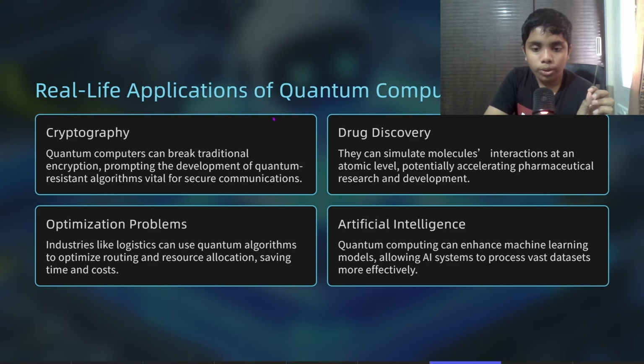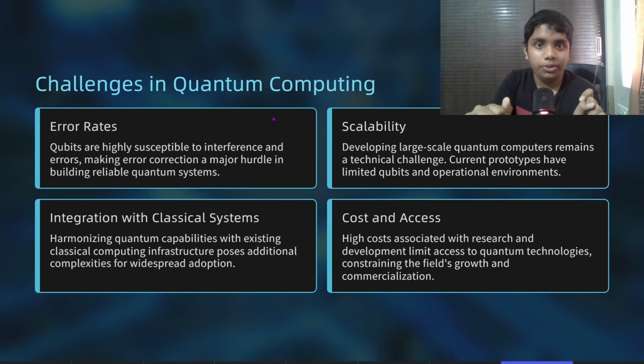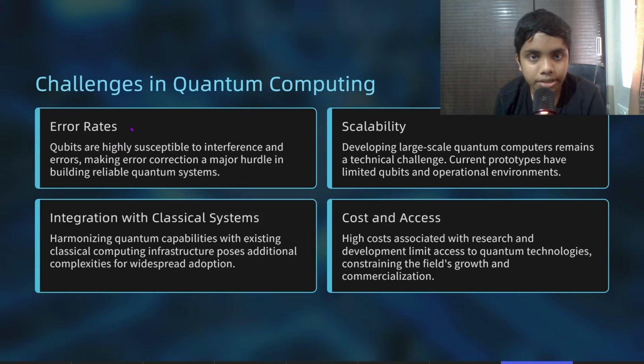So now let's move on to the challenges in quantum computing. There are quite a few challenges, but yeah, I'll tell you all about this. So error rates. Qubits are very sensitive, which means even small changes, small movements can make them lose information, or they just won't function properly. So in quantum computing, there are many error rates in the qubits, which is a very big problem.